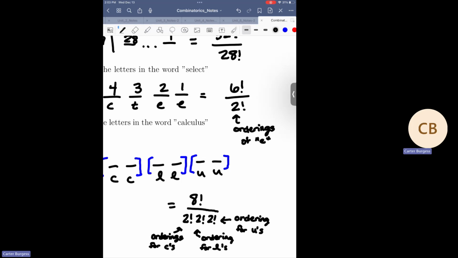So in this case, I have 2 factorial options for E, or I have 2 factorial orderings for my 2 C's, or 2 factorial orderings for my 2 L's or my 2 U's. And dividing those out from my overall is what ultimately I use in order to not care about those orderings.